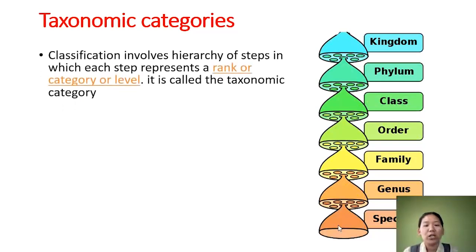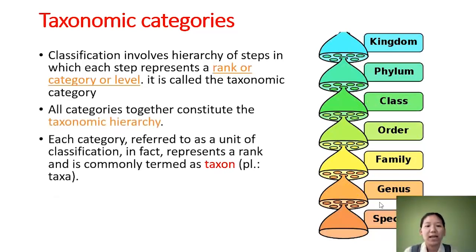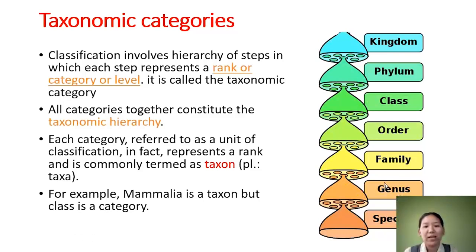So here the classification involves a hierarchy of steps. It is not a single step. It has various steps, and each step we call a taxonomic category, or level, or rank. These categories all together we call the taxonomic hierarchy, and each category we call a taxon. For example, Mammalia is a taxon. Mammalia is a category of class. This class contains a number of organisms, and one such group is called Mammalia. So Mammalia becomes a taxon.